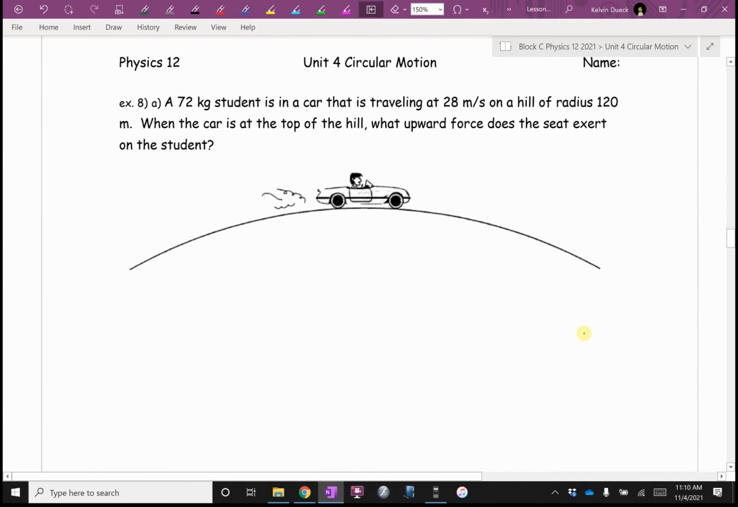Example 8. I like example 8. Example 8 is a nice question. A student is in a car that is traveling at 28 meters per second on a hill of radius 120 meters. When the car is at the top of the hill, what's this question asking me to find? I think normal force. What upward force does the seat exert? Gotta be the normal force.